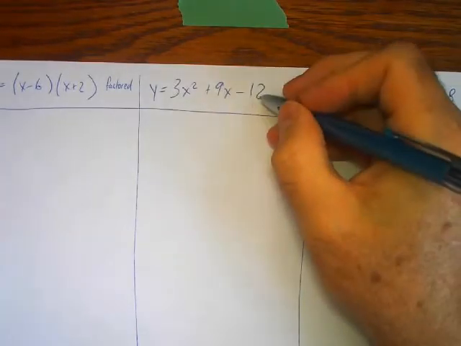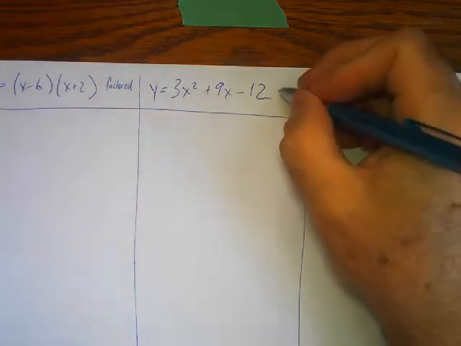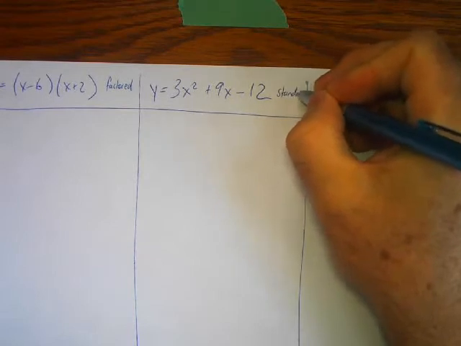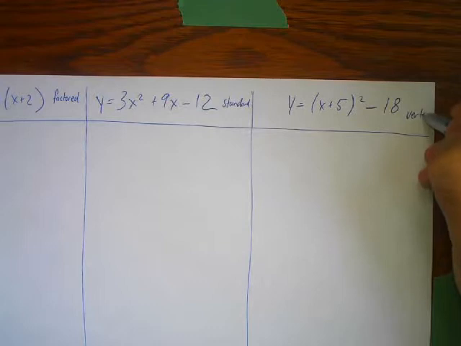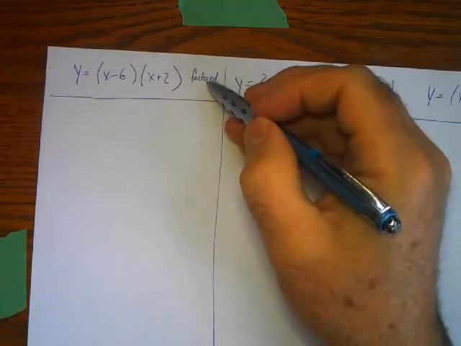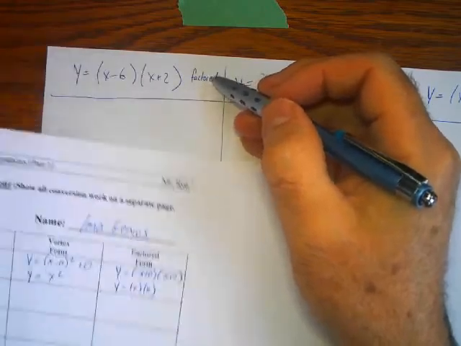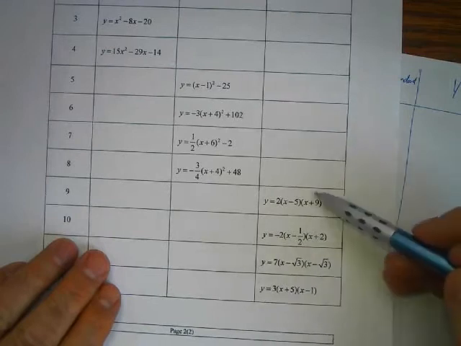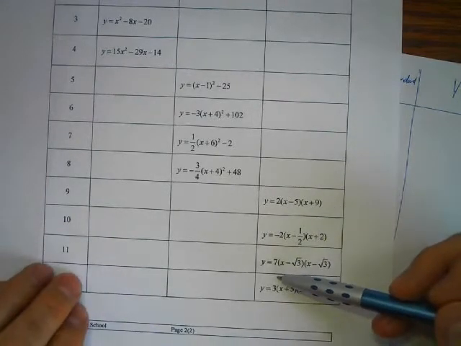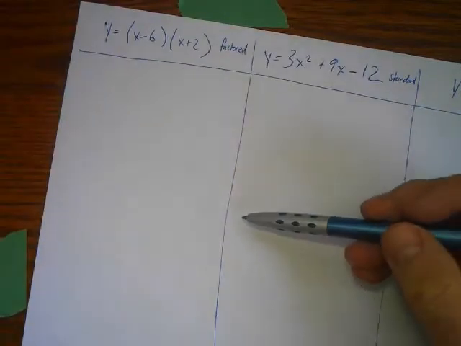Okay, and if I look at this one, well, how do you know what form that is? Well, no brackets tells you this is standard. And this one is vertex form. Okay, so for this one here, that would be an example of one of these questions where I give it to you in factored form already, and you have to create the other 2 forms from it. So let's see how we do that.